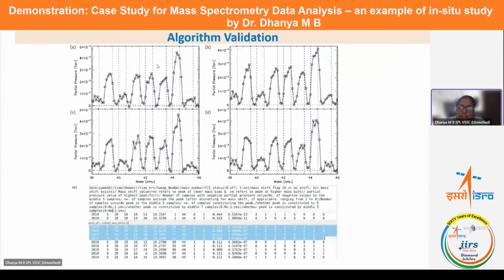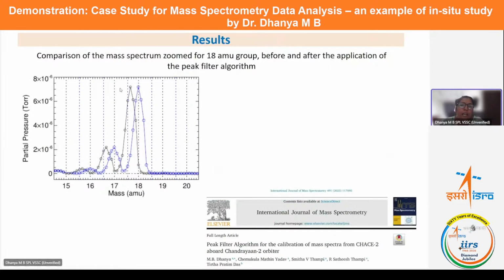So this is the validation of the algorithm. Finally, this is an example of an actual peak, and this is the corrected peak. This is what we actually observed. So this is a mass shift corrected peak. The first step is the application of this algorithm on the data.